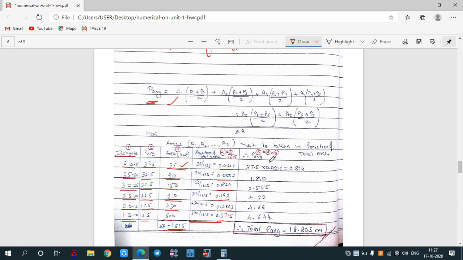After that, we need to calculate the P average. So P average will be given by what? We need to multiply the second column with the fourth column. The second column is 37.5. The fourth column is 0.0217. So that will give you 0.814. Or you can directly use this formula also.